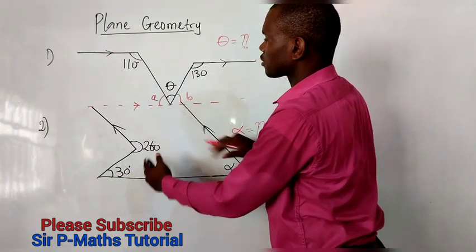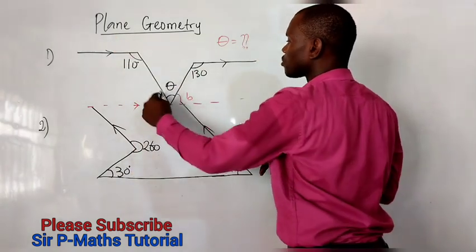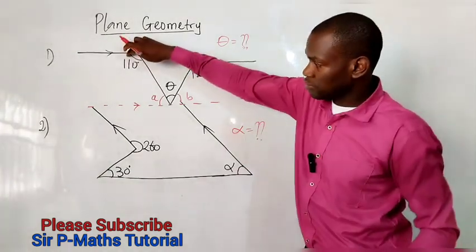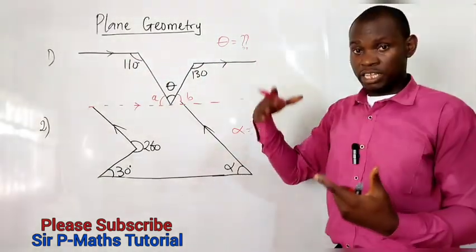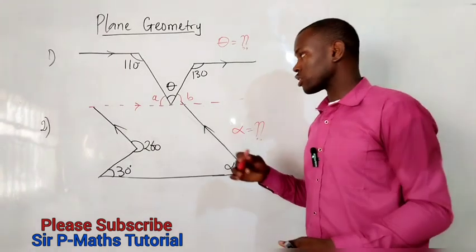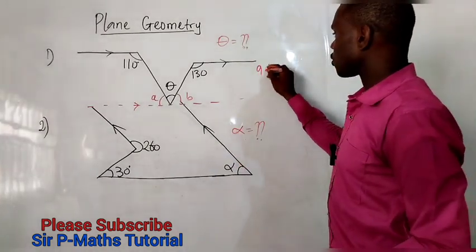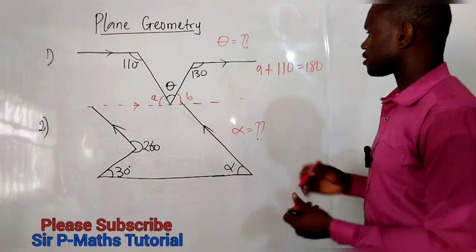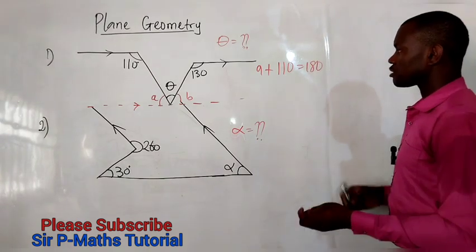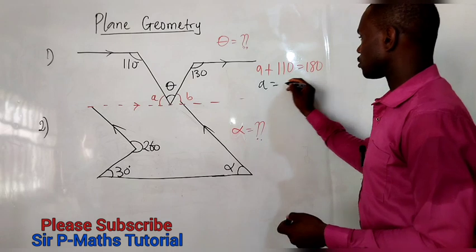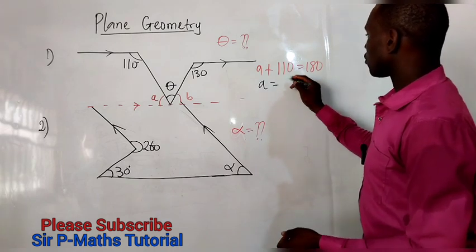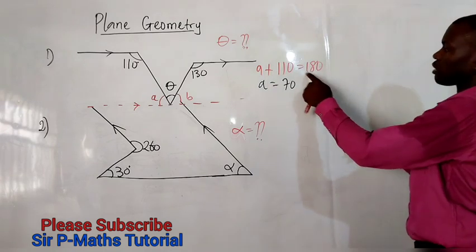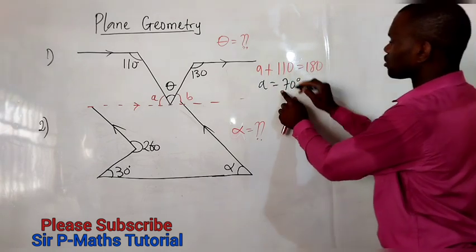In two parallel lines, the interior opposite angles are supplementary. That means if you add two angles facing themselves in a parallel line, you obtain 180. So if I say A plus 110, I'll have 180 degrees. That means that the value of A is equal to 70 degrees, because this one will cross over. 180 minus 110 is 70 degrees.